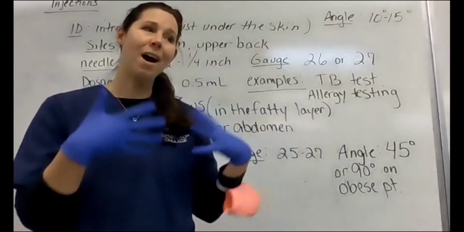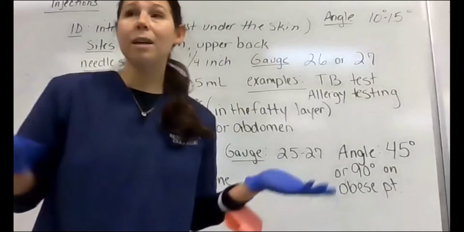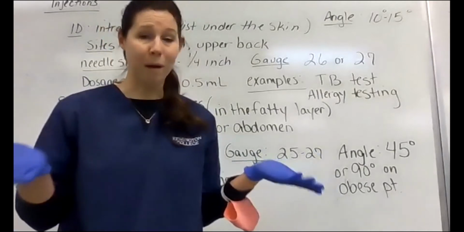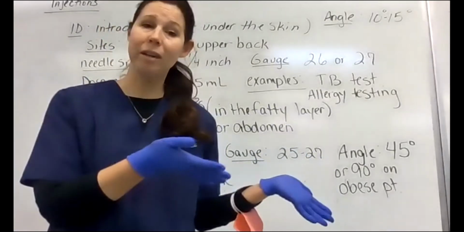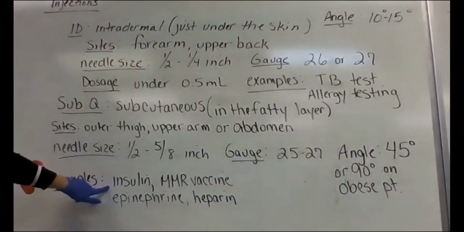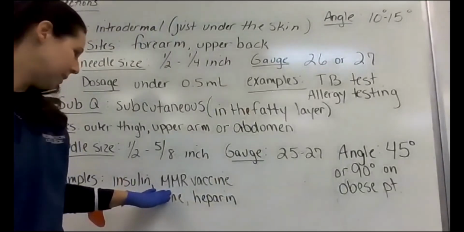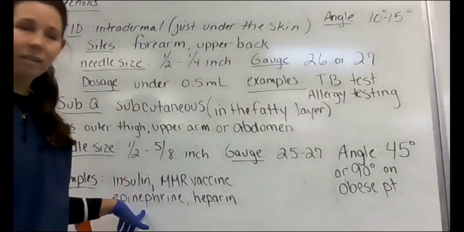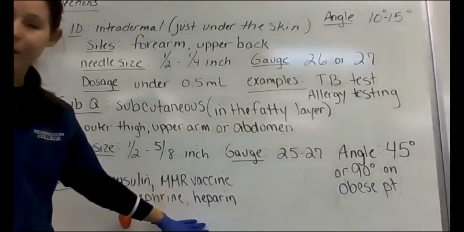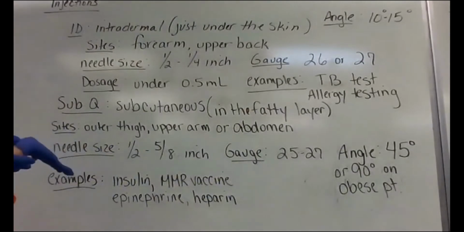So depending on how large that area is that you're going into, or how small. You know, if you had a tiny baby or a smaller child, you're going to use a smaller needle than recommended. Examples are insulin, the MMR, which is the measles, mumps, and rubella vaccine, epinephrine given subcutaneously, and heparin. So those are some examples of medications that are given this way.